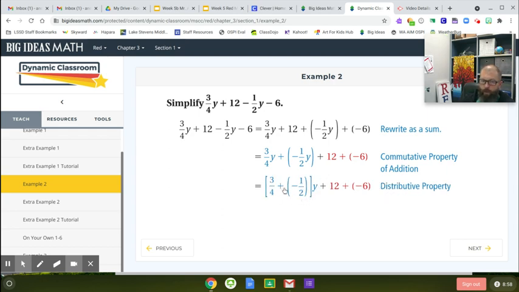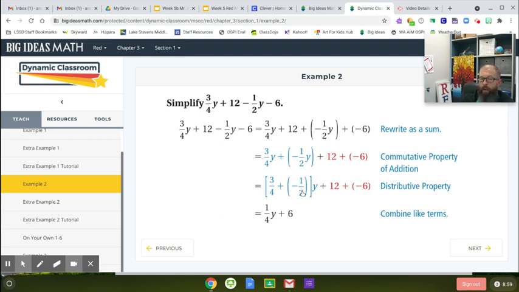So 3/4 plus negative 1/2, and then 12 plus negative 6. And they just put brackets on the y. You don't have to do that. I'm not a fan of that, but that's just an option if you want to. I like to just do it from here, but this is one way you can do it as well. So you do 3/4 plus, actually minus, 1/2.